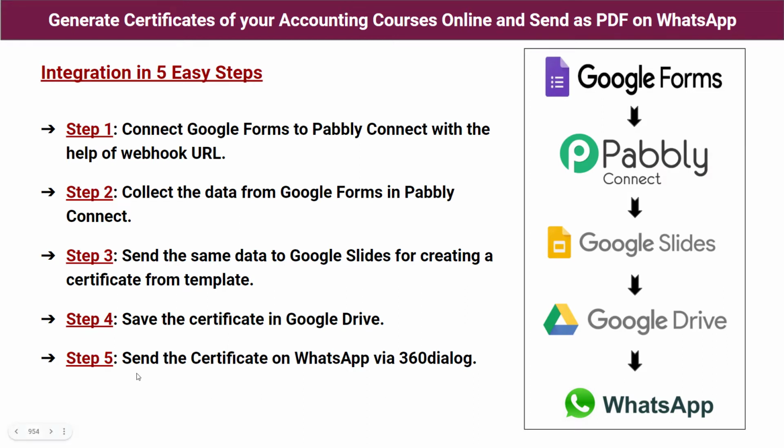So step number 5 says send the certificate on WhatsApp via 360 dialog. Okay guys, why are we using 360 dialog here instead of WhatsApp? Because WhatsApp does not allow you to send messages directly. For that you have to use another software which is the official API of WhatsApp, that is 360 dialog. Okay guys, let's start with the process now.